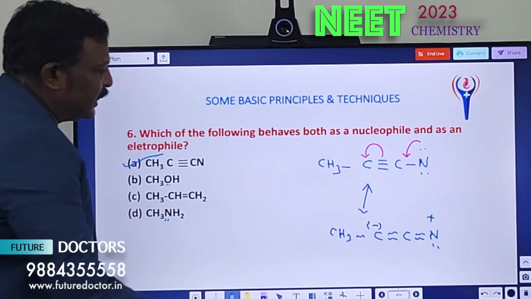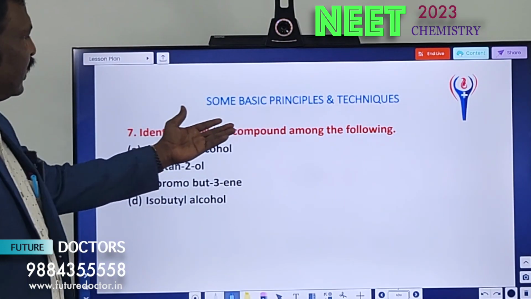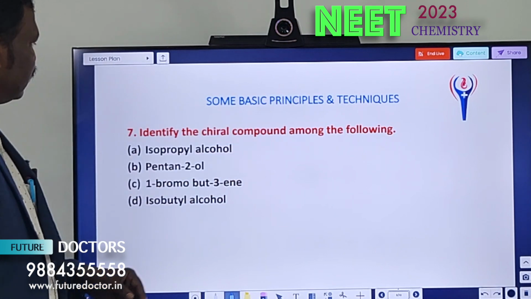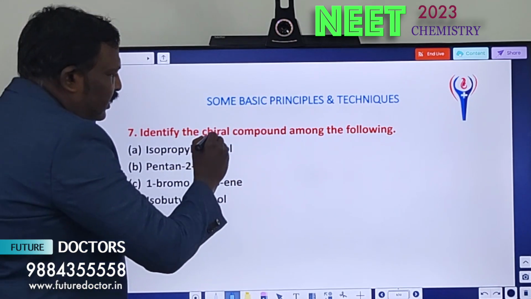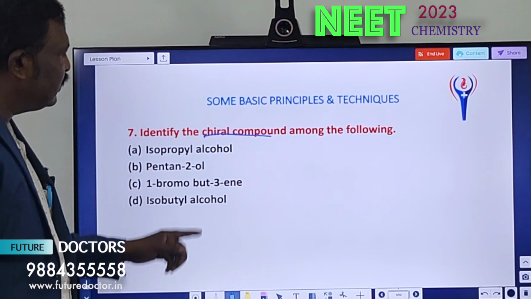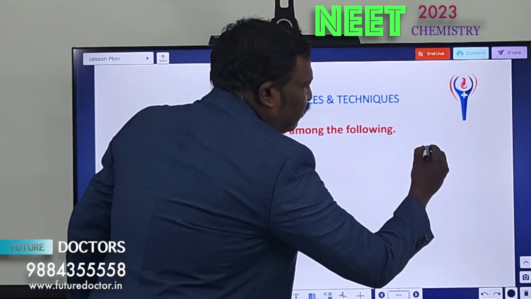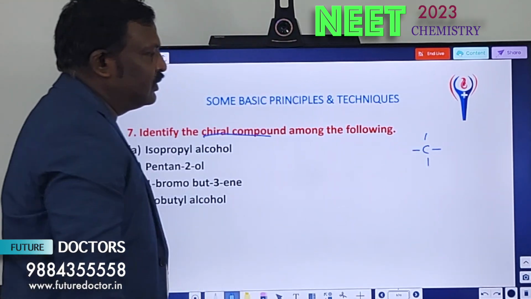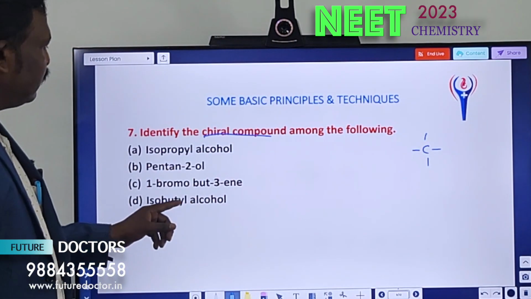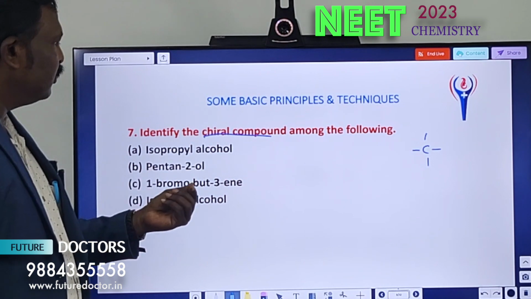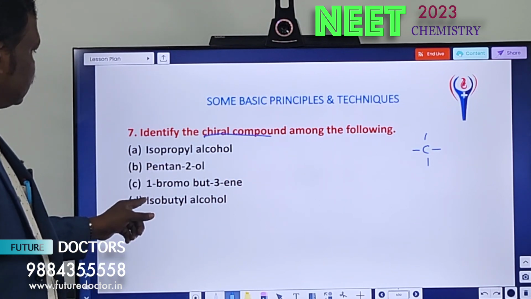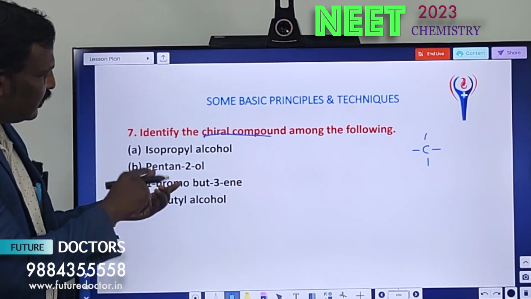Understood? Okay. Next one, very simple. Identify the chiral compound among the following. What is a chiral carbon? What is a chiral compound? Chiral compound means around the carbon atom, all the groups are different. So that kind of compound we have to find out. That's called chiral compounds. So when you draw this, you have to find out which carbon has all the groups different.